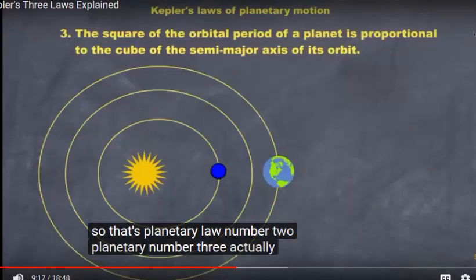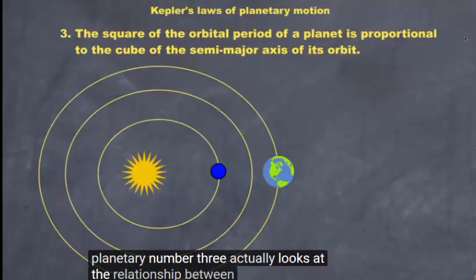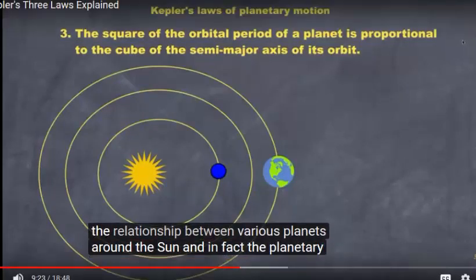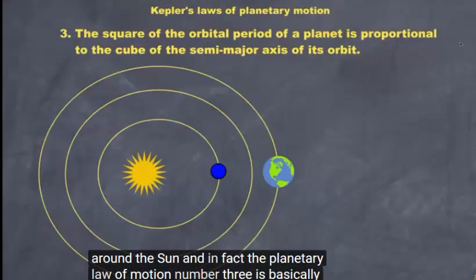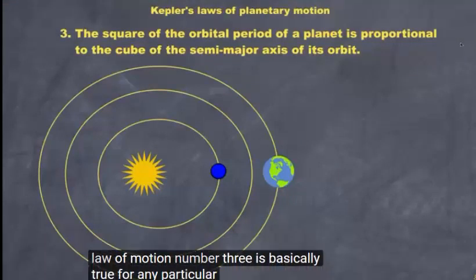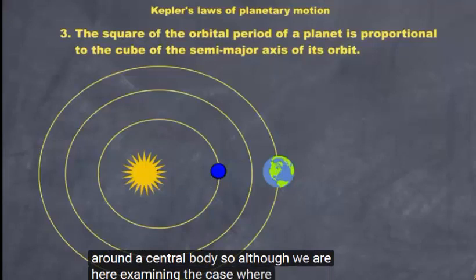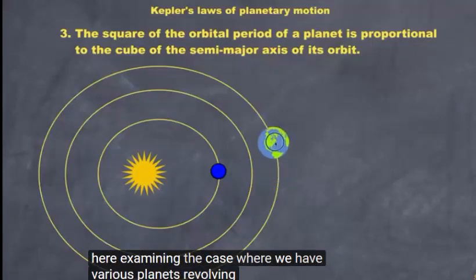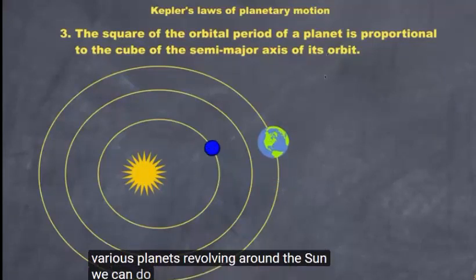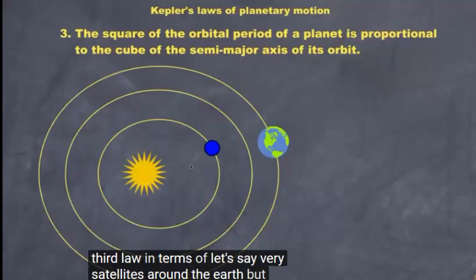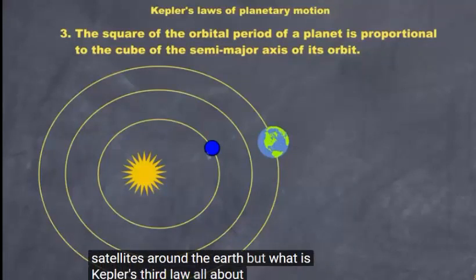Planetary law number 3 looks at the relationship between various planets around the sun. In fact, the third law of planetary motion is basically true for any object revolving around a central body. So although we are here examining the case where we have various planets revolving around the sun, we can apply the same concept of Kepler's third law to, let's say, various satellites around the Earth. But what is Kepler's third law all about?